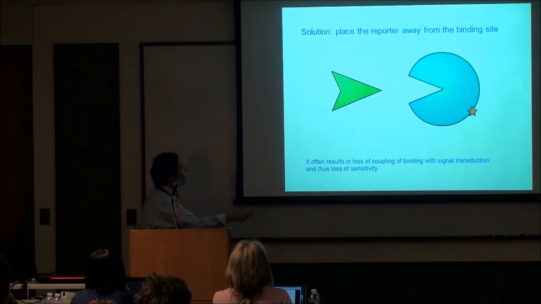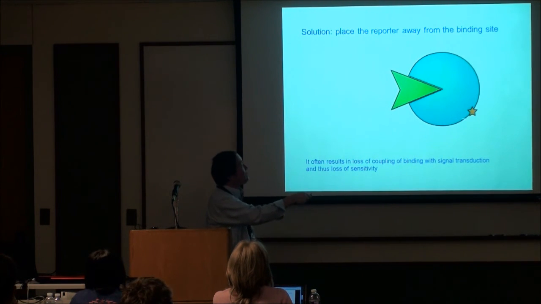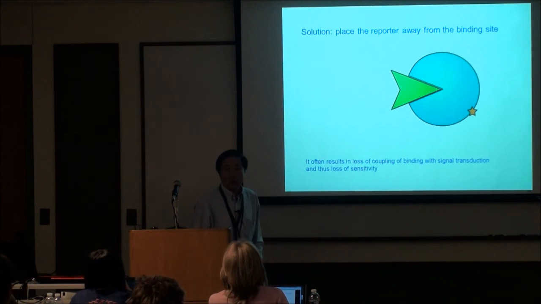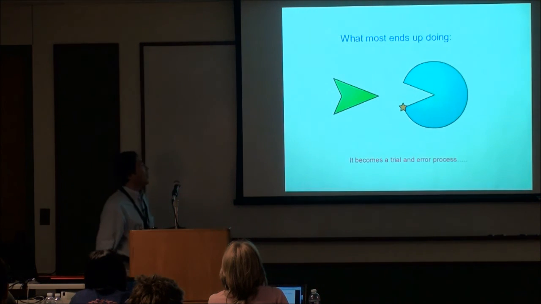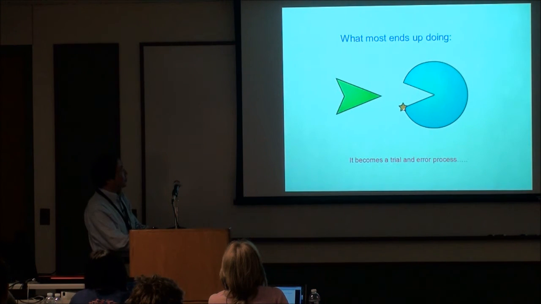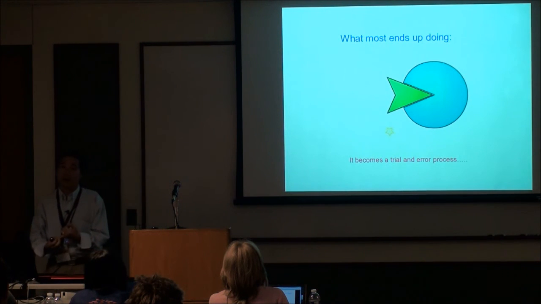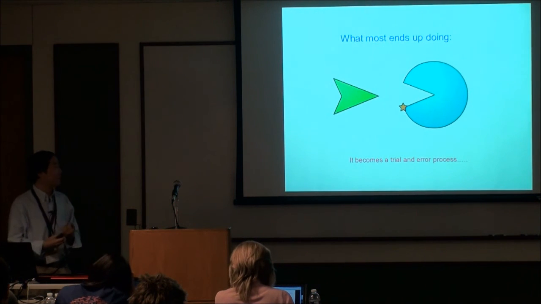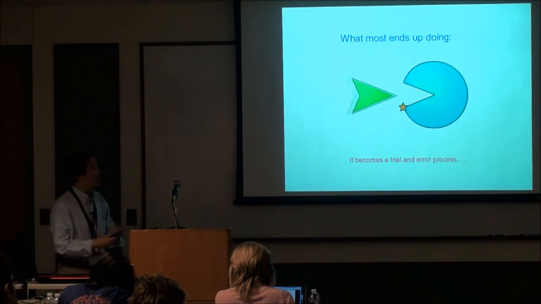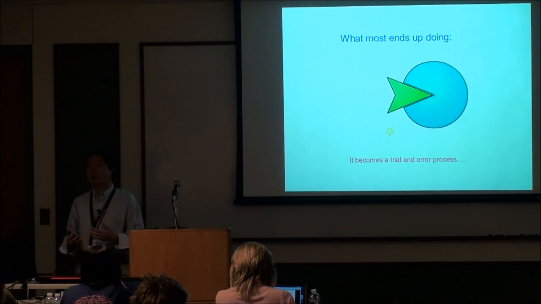So what do people do then? Let's put it away from the site, right? That's easy. But the problem is when it binds, it has nothing to do with where the signal transduction occurs, right? So then it becomes a trial and error process: you have to put something closer, but not too close. Again, as I mentioned, you don't even know where to put it because 90% of them do not even have a crystal structure or three-dimensional structure. Even if you do have it, you have to be careful not to be too close or too far away. So it becomes a trial and error process.